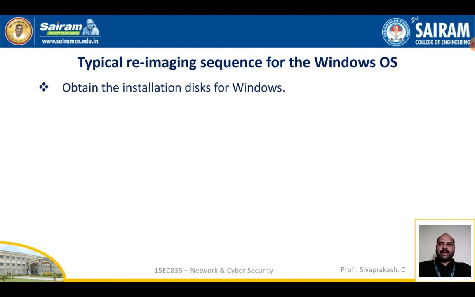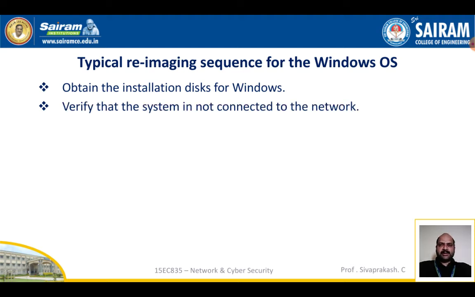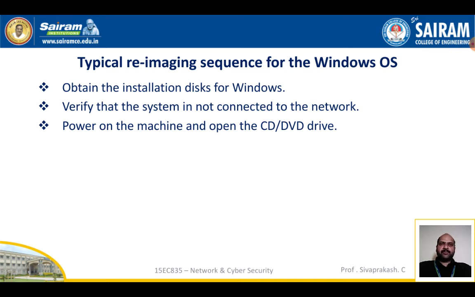First, we have to obtain the installation kits for Windows. Each network shop should retain a set of master reimaging disks from each system purchase. We need to verify the system is not connected to the internet or a network. You will secure the system before you allow it on the production network. Power on the machine and open the CD or DVD drive. Insert the first Windows installation disk, then reboot, or power down and restart.